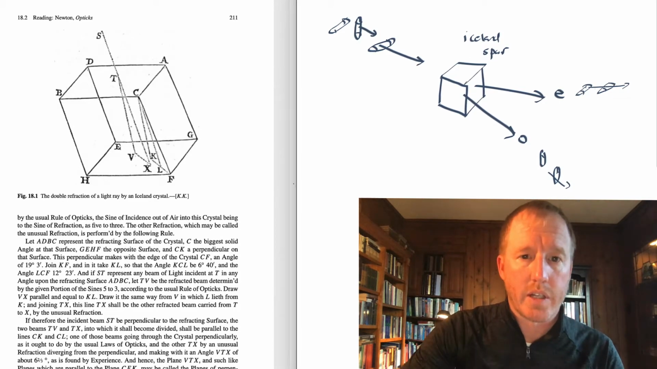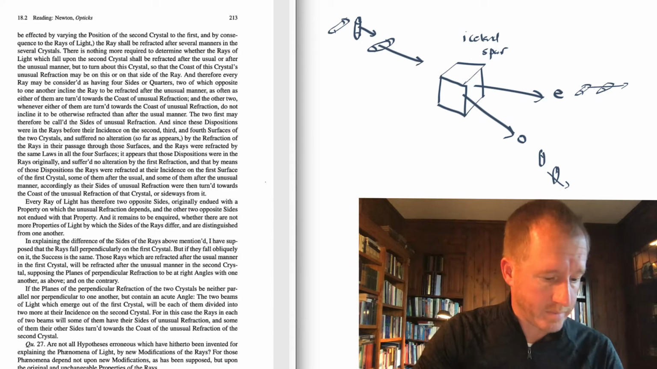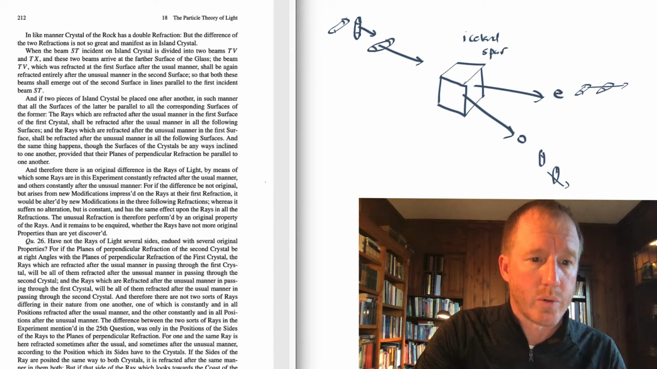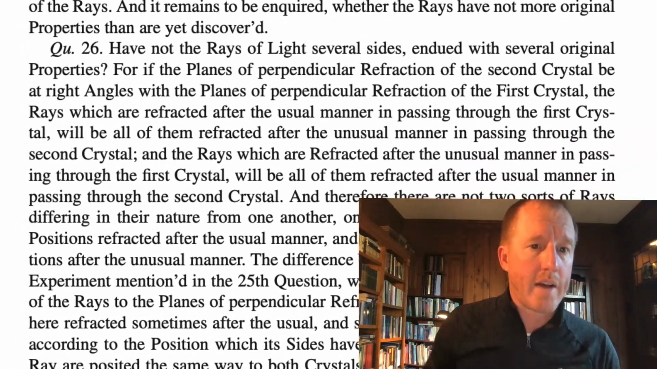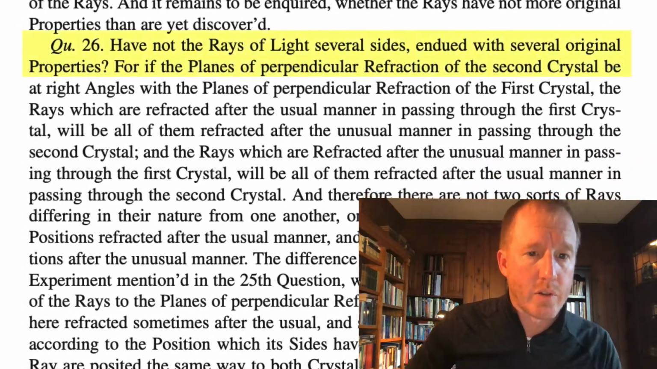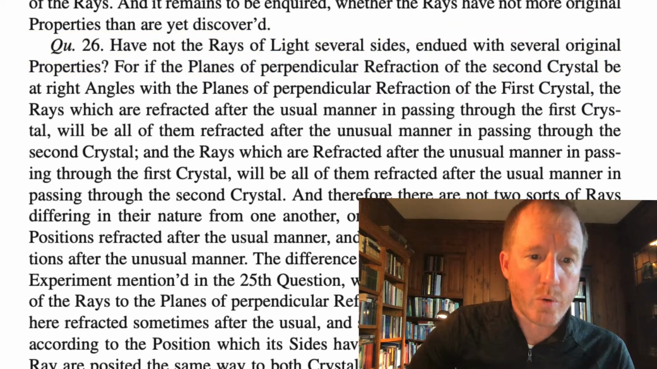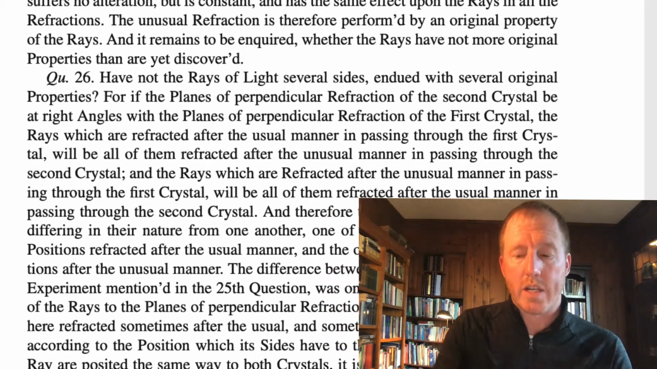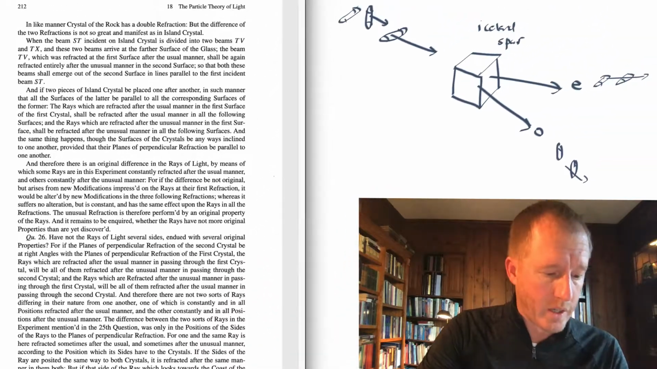And this is something that he talks about on page 213. I'm sorry, on page 200 and maybe it's about 211, 212. This is in his query number 26. He says, "Have not the rays of light several sides endued with several original properties?" And that's where he explains why he thinks that these original properties, kind of the sidedness of these light particles, can account for these two separate beams.